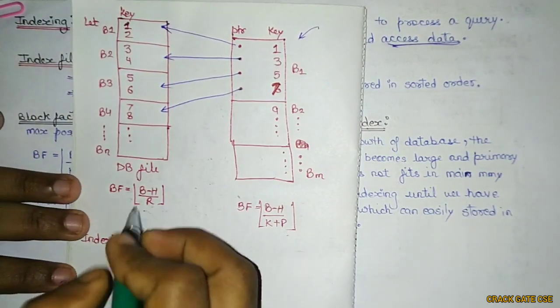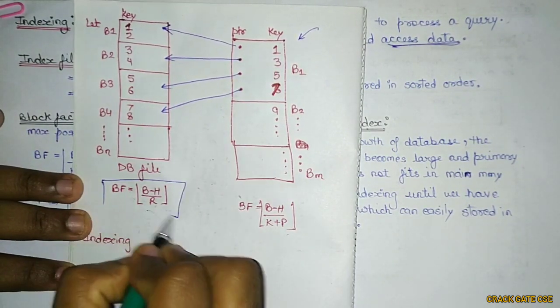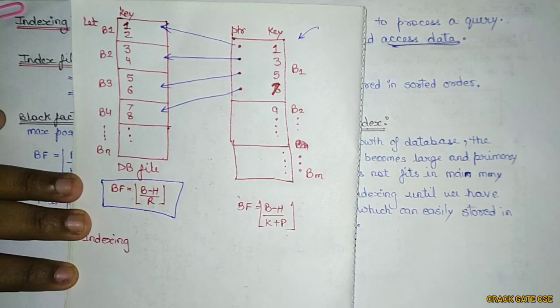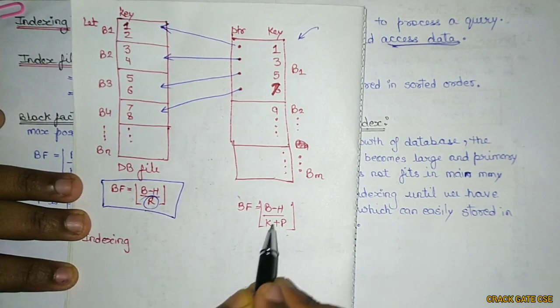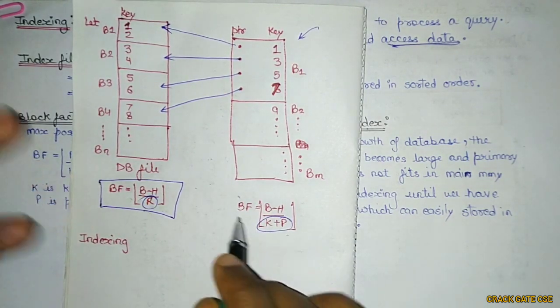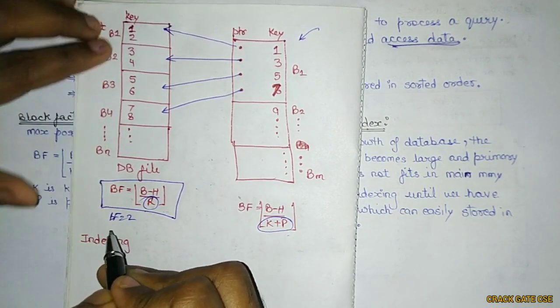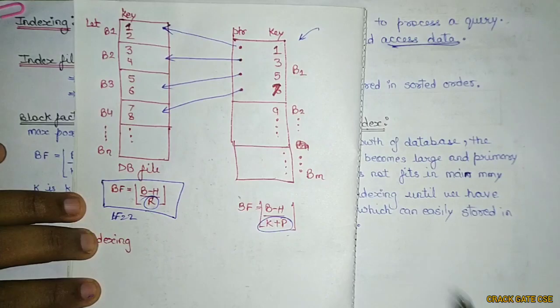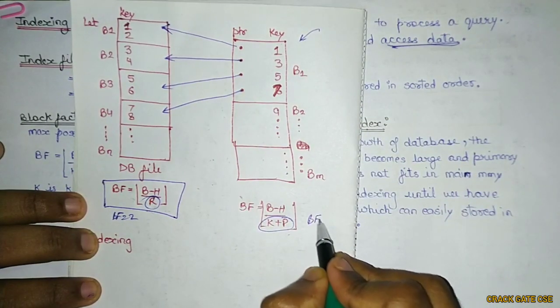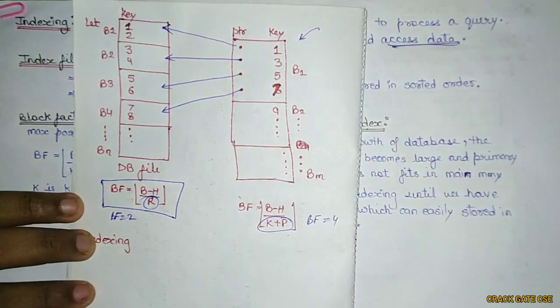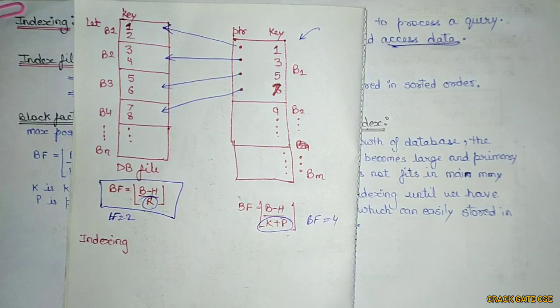So see, this is how we can find out the block factor for the database file. Here we are having the key, here we are having k plus v. This is just to show you. Here the block factor is equal to 2 because in a single block we are having 2 entries, and here the block factor is equal to 4 because in a particular block I am having 4 index entries.